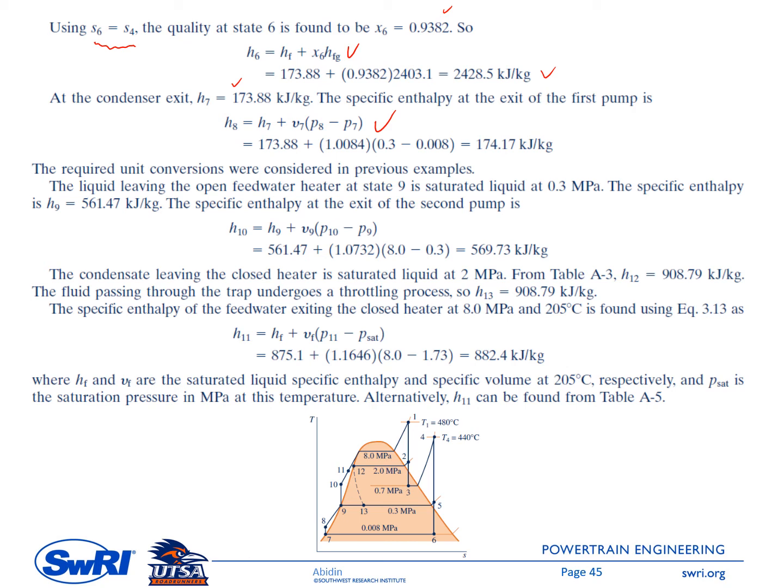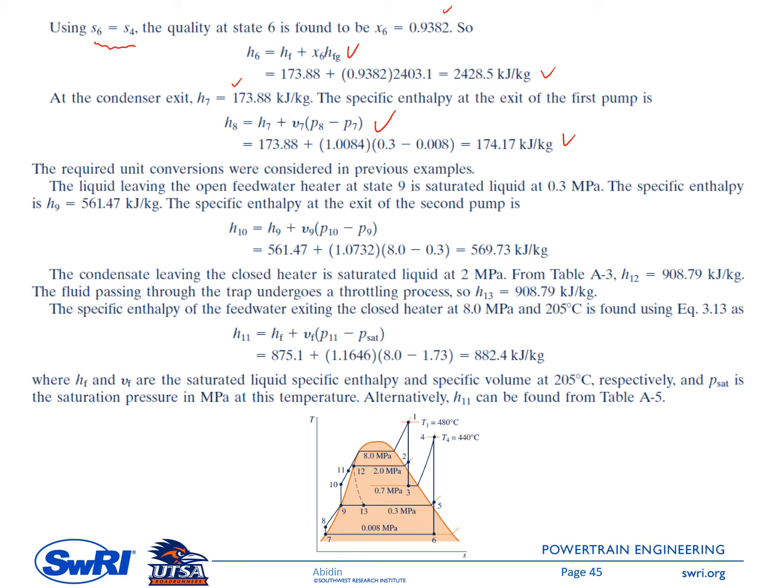Okay, so P8 is 0.3 megapascal or 3 bar, and then P7 is 0.08 bar, and you will get H8 of 174.17 kilojoule per kilogram. Okay, and then the next state here is state 9, so this is saturated liquid at 3 bar or 0.3 megapascal. So you need to go to table A3 to get this H9.